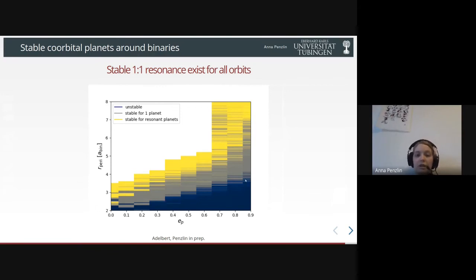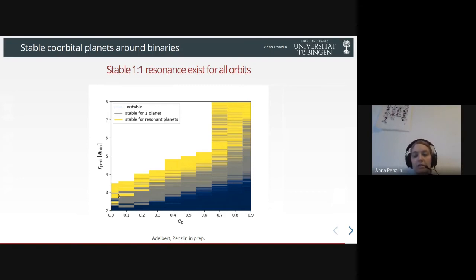So you see in the blue region, no planets can orbit. It's unstable for either one or two planets. In the gray region, it's stable for a single planet, but not for a one-to-one resonant planet. Now, in the yellow region, it's actually stable for one-to-one resonant planets.